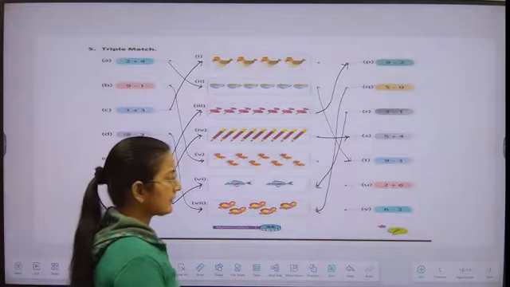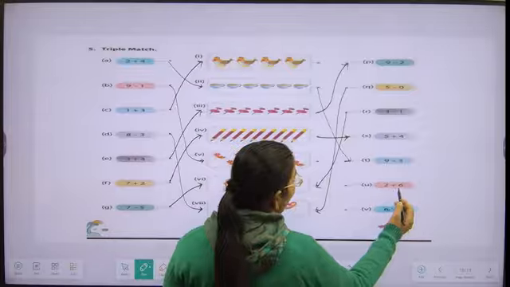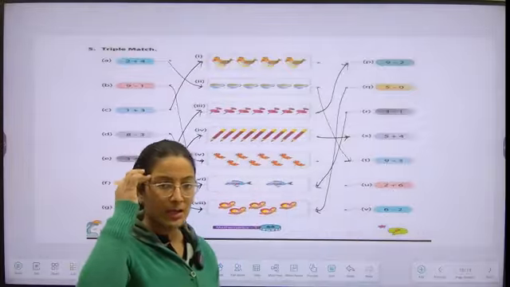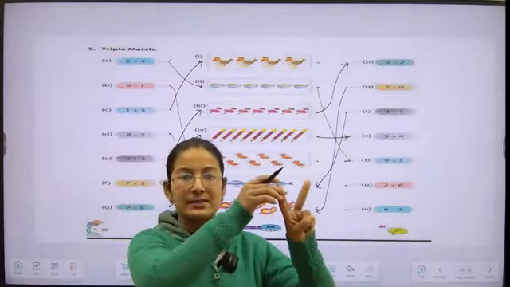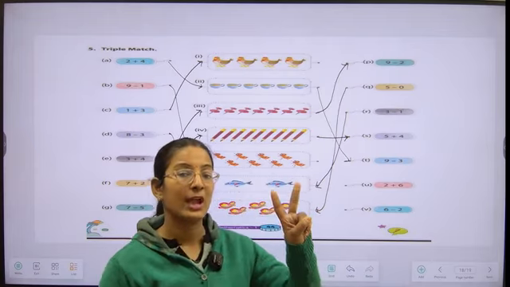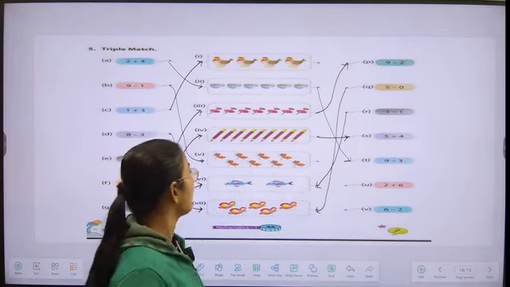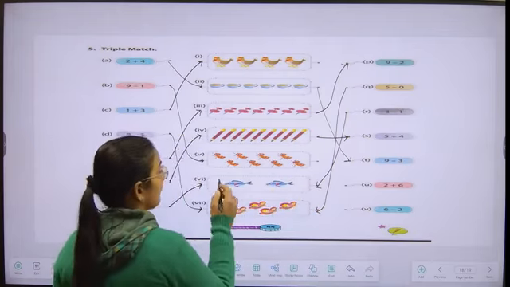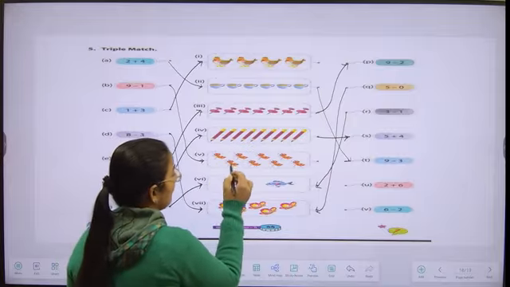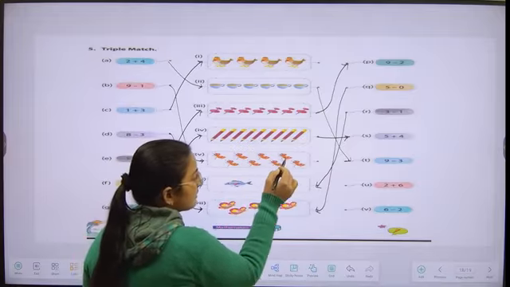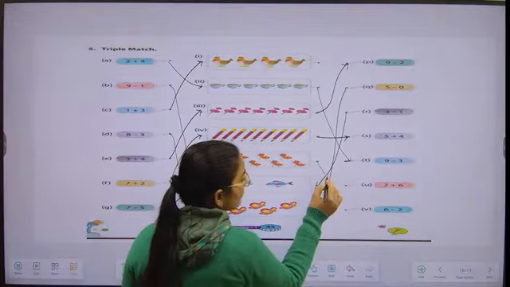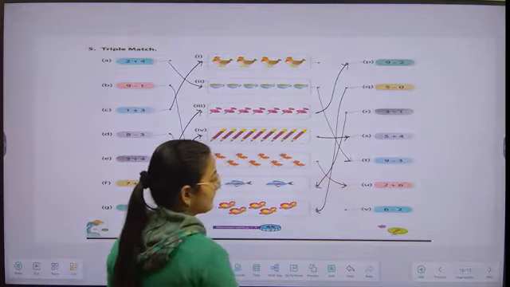The next is 2 add 6. 6 in mind, 2 on fingers, 6, 7, 8. So we have to match it with 8. Let's see which is 8. The flies are 8. 1, 2, 3, 4, 5, 6, 7, 8. So we have to match it with the flies.